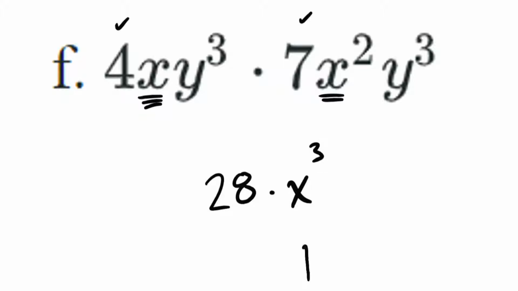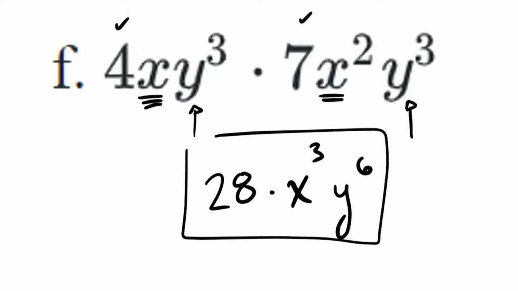Remember, what are the factors and how many do you have, right? I have 3 factors of x. And then the other thing that I have here, I have factors of y. Here are 3 factors of y. Here are 3 more factors of y. So in total, that's 6 factors of y. So this is 28 x to the third y to the sixth.